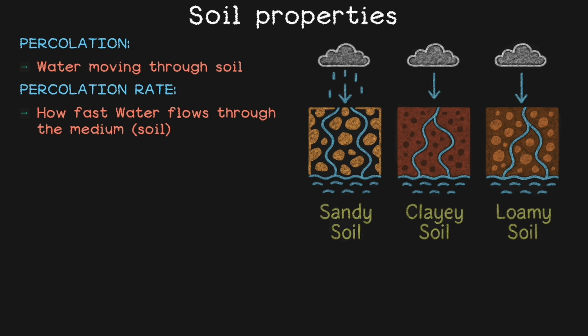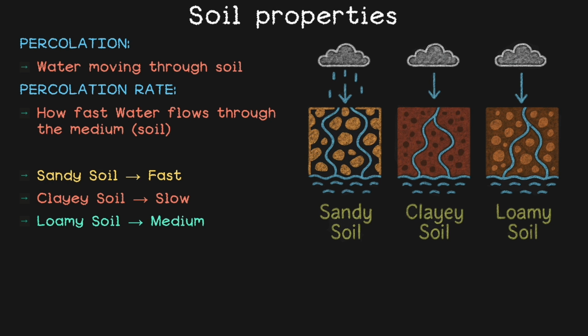Now, some soils let water flow quickly, like sandy soil, because as we have studied in the previous part, sandy soil contains a lot of spaces between its particles. And some soil, like clay, holds water longer. So it takes a little longer for the water to pass through clay soil. And loamy soil, as it has medium space compared to the previous two, allows a medium rate of percolation.